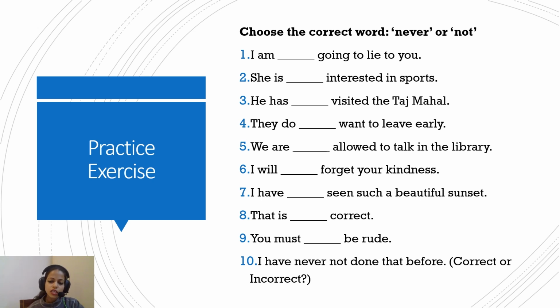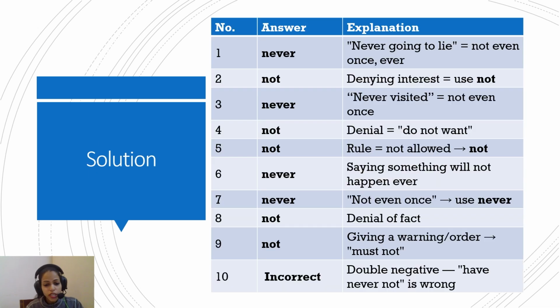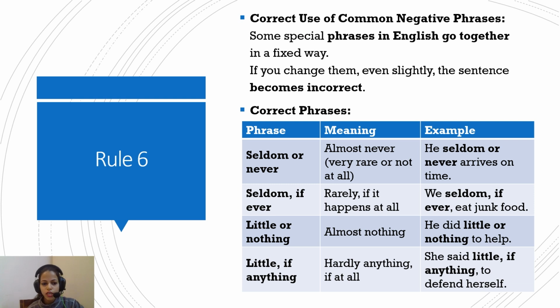I have never not done that before. Is it correct or not? Two negatives can never be together, so it's incorrect. Double negatives are wrong. Okay, so this is the solution. Have a look at it and let's move ahead with rule 6.